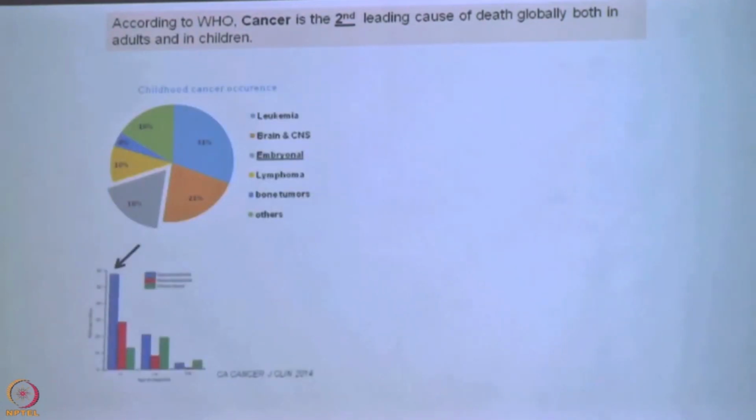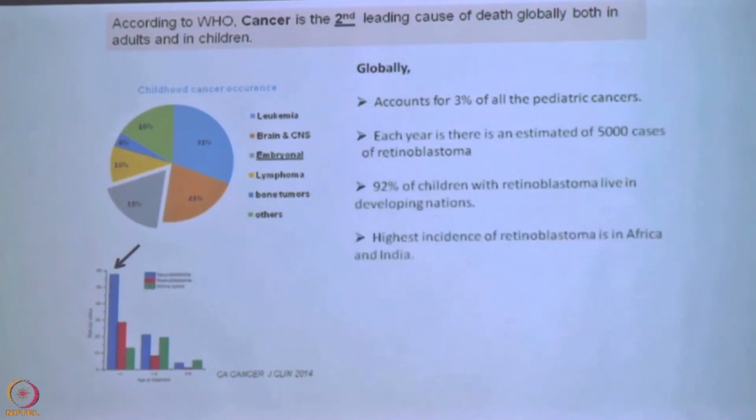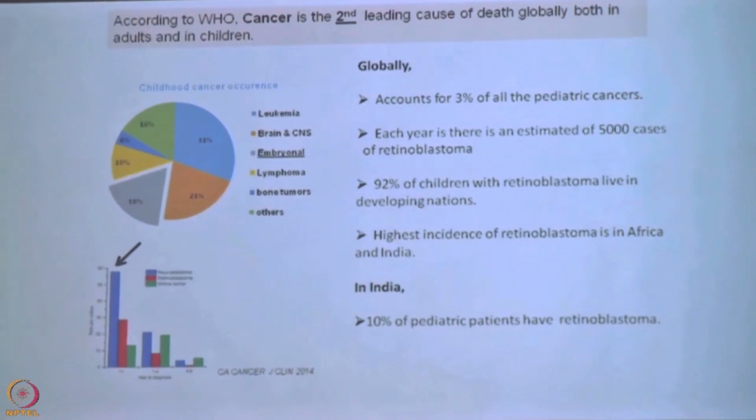Unfortunately, this retinoblastoma is very high in India and developing countries, India, Africa and so on. Why? There is no answer to that. But if you look at all these things, you will see 10% of pediatric patients have retinoblastoma. In that also, the highest incidence of retinoblastoma is in Africa and India. Why? No one knows. This is a cancer related with a gene, because you are in proteogenomics. This cancer is related with the gene retinoblastoma, RB. You would have heard of the tumor suppressor gene, and this is directly linked with that. Sometimes it is hereditary, sometimes environmental, but sometimes no one understands why it happened.